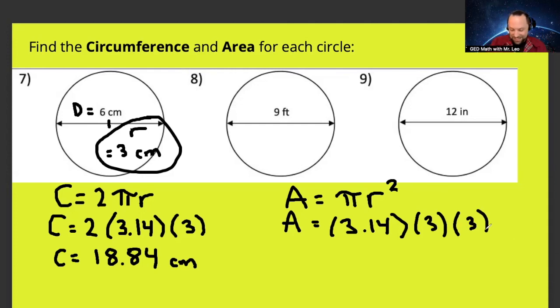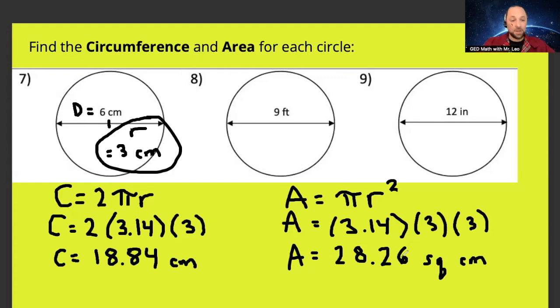So I'm going to type this in the calculator. 3.14 times 3 times 3, 28.26. Now, get this right for me. What are the units? 28.26 what? Aha, this one is going to be square centimeters. Why square centimeters? Because it's an area. Every area is measured in square units. Good.